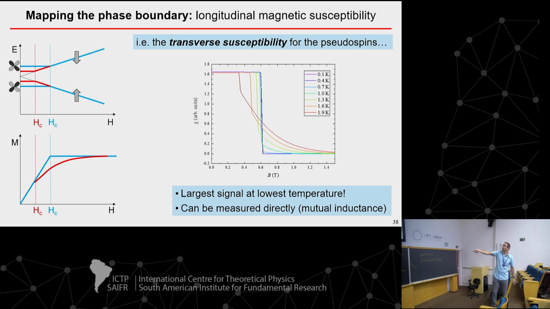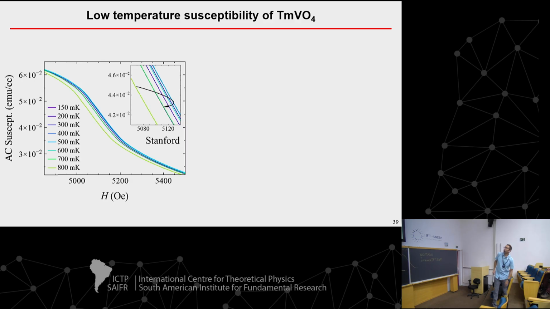But it's more than that. You can measure the susceptibility directly. I don't have to measure magnetization. I can just do a mutual inductance measurement. So I'm going to let nature take the derivative for me, which is always something you want to do if you can. All right, so here's how that looks.